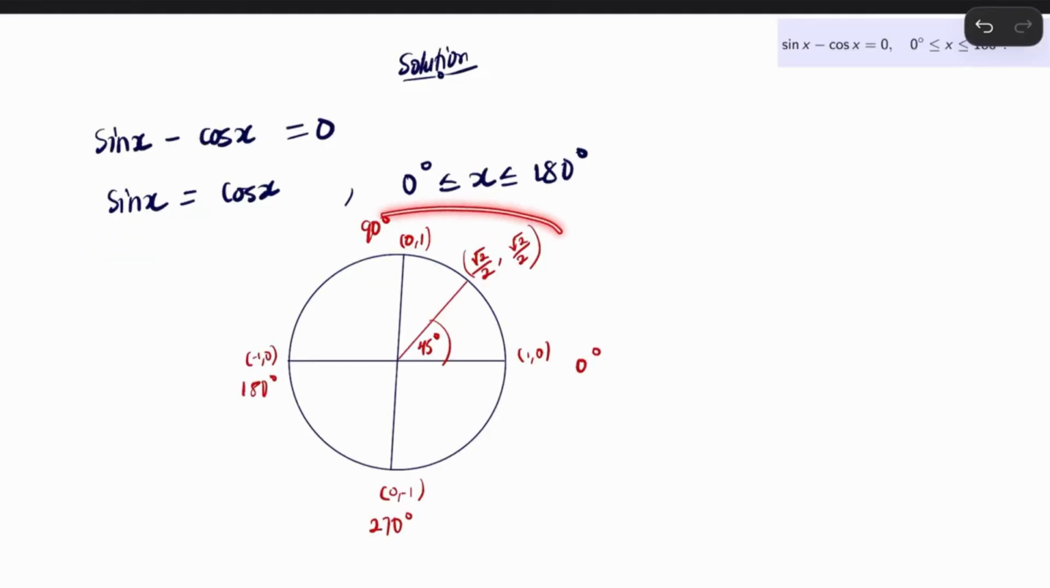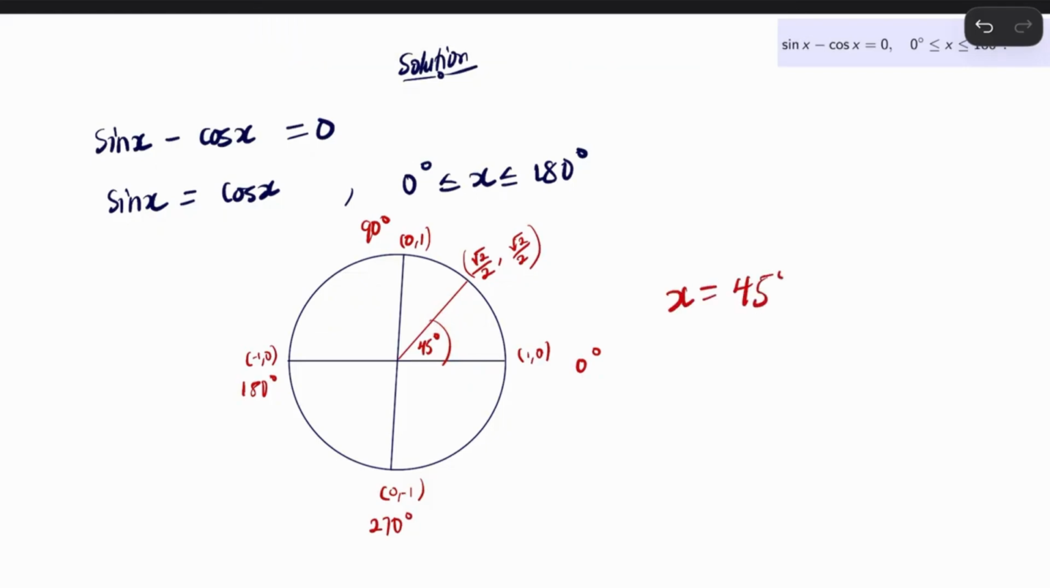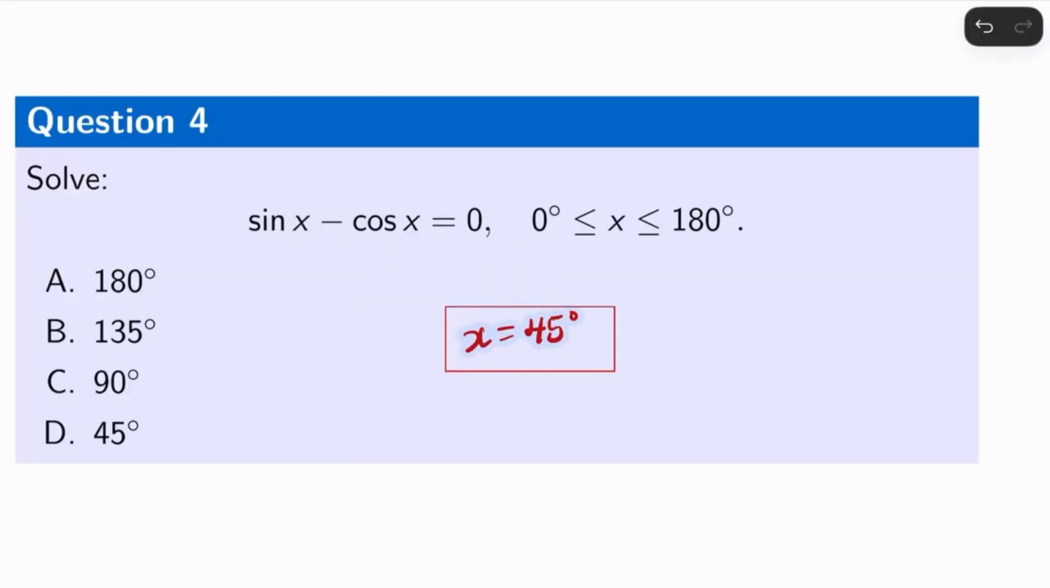So here our focus is to find the values of x such that sine of x is equal to cosine of x. When we draw a unit circle, we are going to have this. So this is 0 degrees, 90, 180, 270, and 360. That's the upper half of the circle. So for this upper half circle, the only place where sine of x is equal to cosine of x is when x is equal to 45 degrees. And so here the value of x is equal to 45 degrees. Thus the correct option is option D.